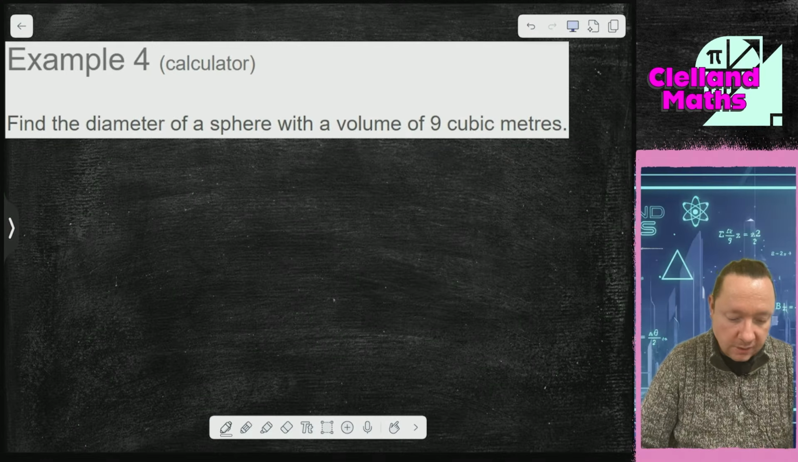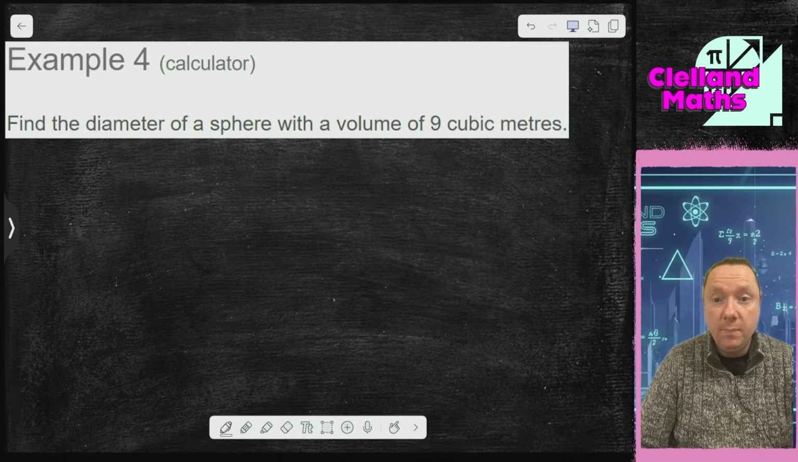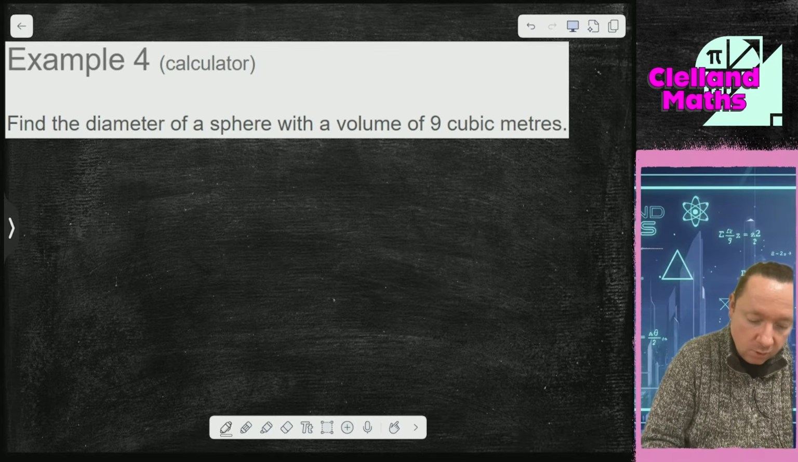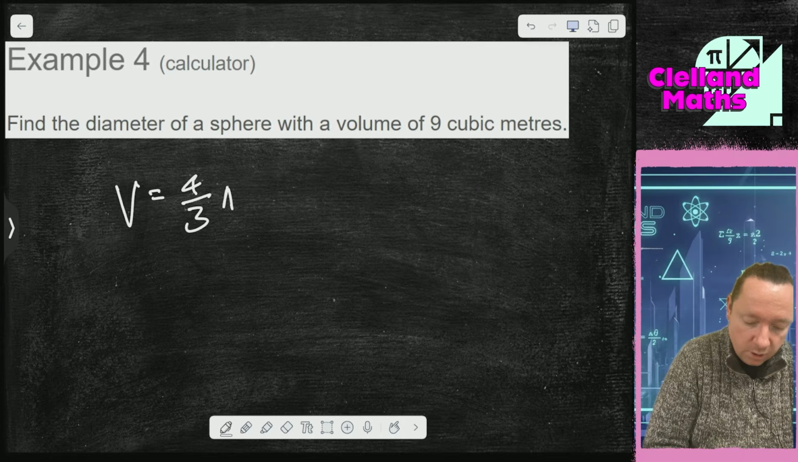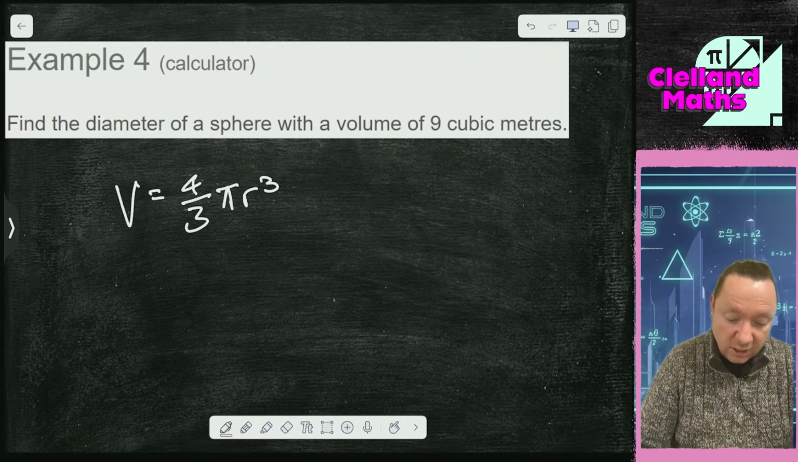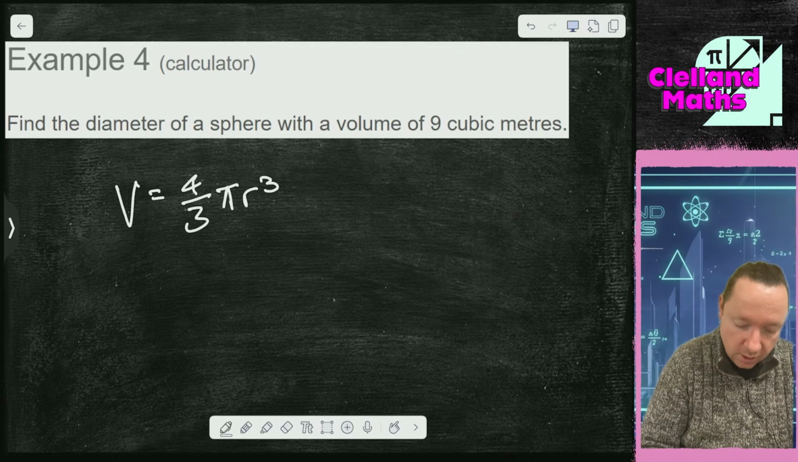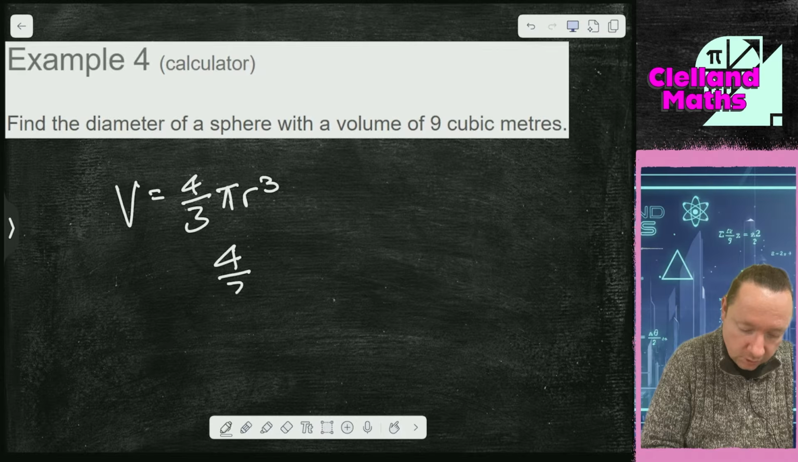Example 4 on volume, it's a calculator one. Find the diameter of a sphere with volume of 9 cubic meters. So we're working backwards. Remember, the volume of a sphere is 4/3 πr³. So we can find the radius and then double it to find the diameter. So we just sub everything in. That means that 4/3 πr³ equals 9.